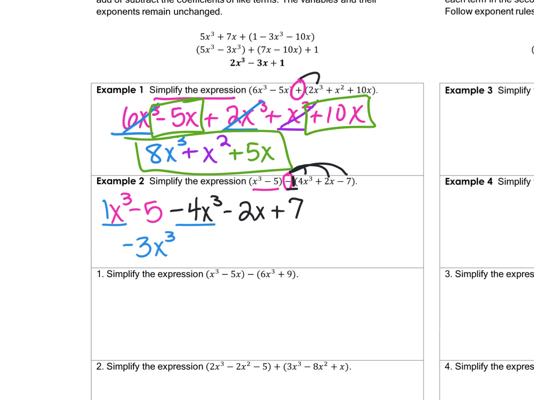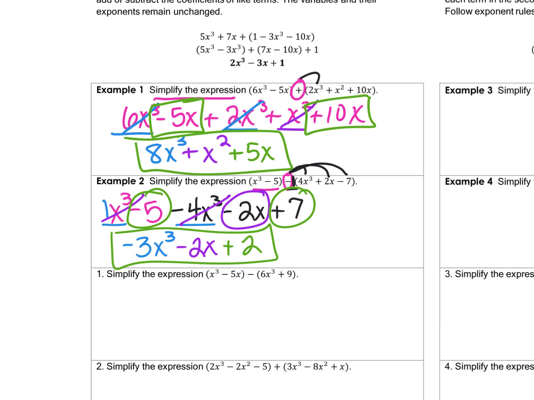And then I'm looking for, next would be an x squared, but notice there's not an x squared, which is fine. Then I would look for an x. Notice I have a negative 2x, and there's not another x term. So that would just be a minus 2x. And then I have a negative 5 and a positive 7, which would make a positive 2, so plus 2. So there would be my final answer. So make sure with subtraction that you distribute that negative.